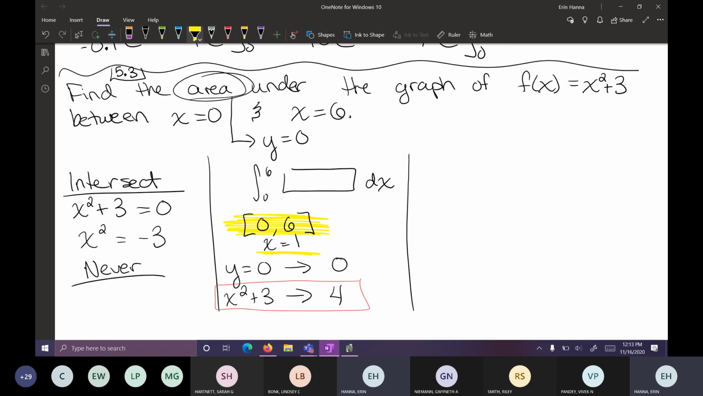So on that interval 0 to 6, pick whatever number makes you happy. You could have picked 1, 2, 3, 4, 5, 1 half, 1.75, whatever number makes you happy. And you plug it into both equations. The two equations we're working with are x squared plus 3 and y equals 0. So when I plug 1 into y equals 0, there's no x value there, so there's nowhere to plug in. So I get 0. And then when I plug 1 into x squared plus 3, 1 squared is 1, plus 3 is 4. That makes sense?